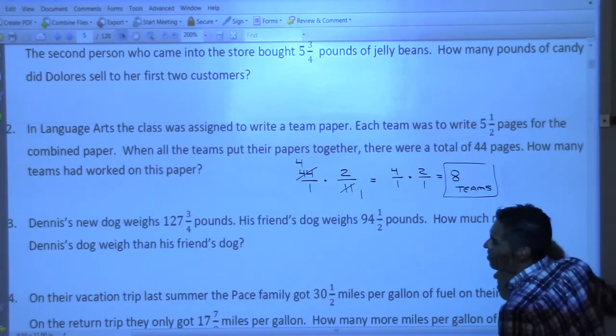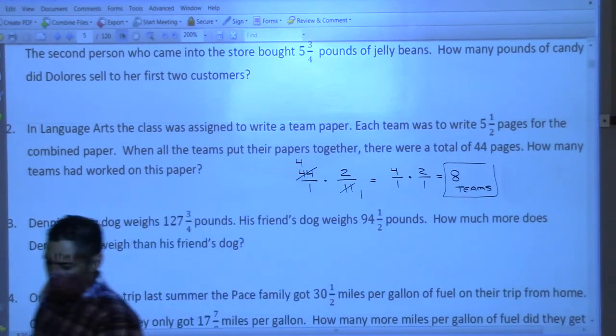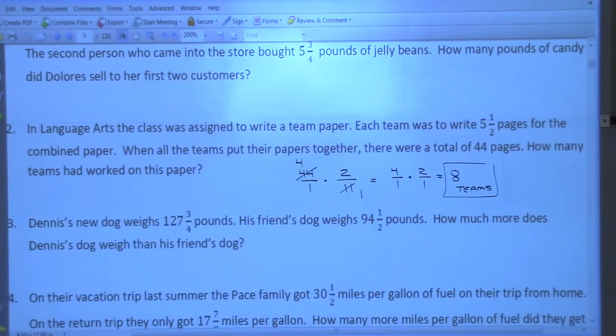So you can see that the challenge with the word problems is not necessarily, hopefully it's not, the arithmetic. It's getting it to the right math problem, right?